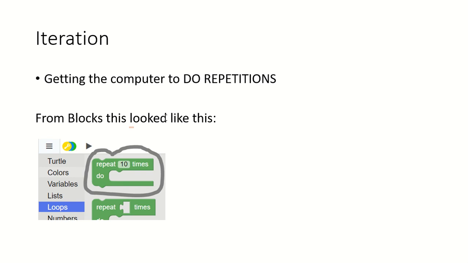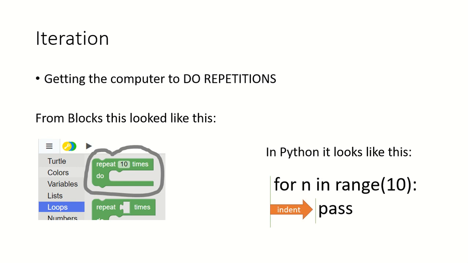Last year in blocks, we used from the loops menu the repeat 10 times do command. That effectively was our iteration. And we would change the number inside the 10 there to make the blocks inside here repeat however many times we wanted them to. In Python, this command becomes for n, where n is just a counting variable, in range. So range is basically the command that replaces the repeat however many times, and then in brackets I write the number of times I want something to be repeated.